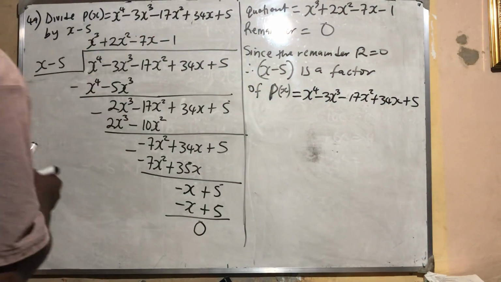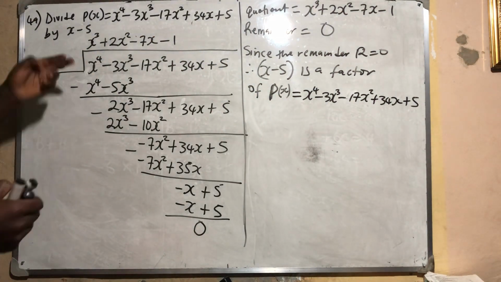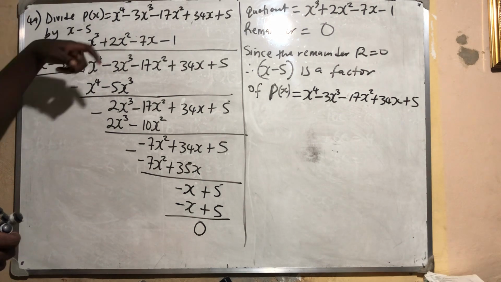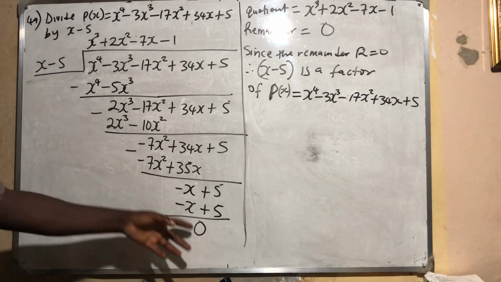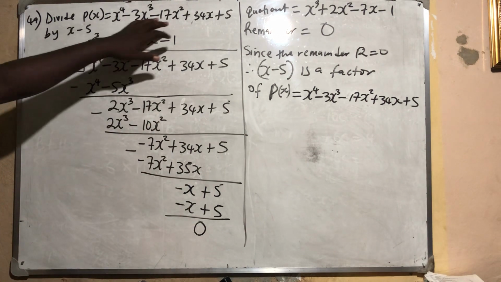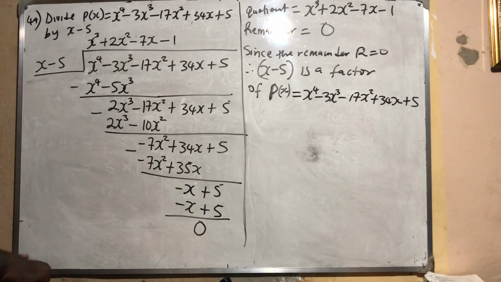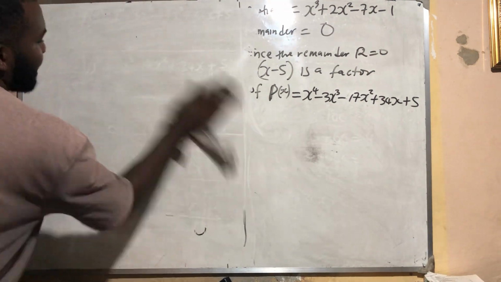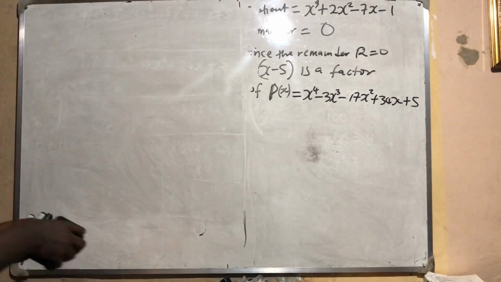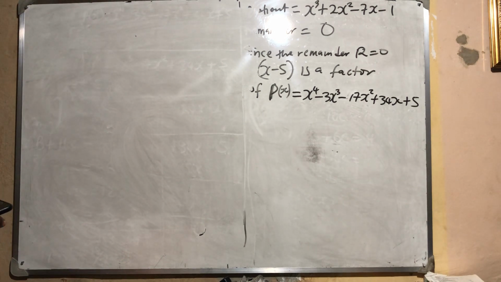Okay? So whenever you get that the remainder is 0, it means that the person dividing is a factor of the person he is dividing. So since we got that the remainder is 0, we concluded that this person is a factor of this person. That will fetch you an extra mark. Though we are not asked that, writing it shows that you know what you are doing, and it will fetch you a mark.